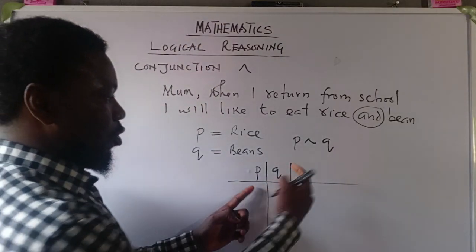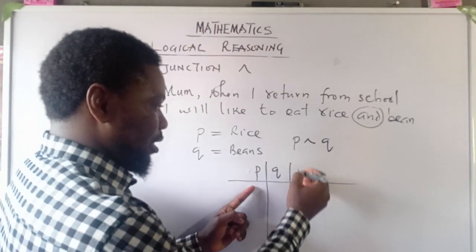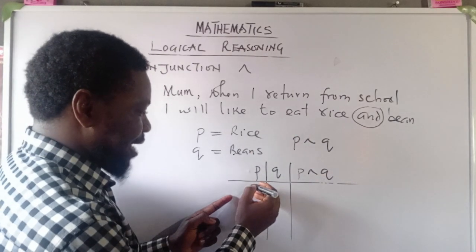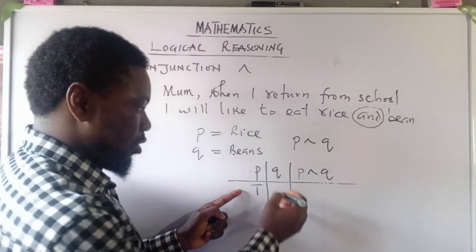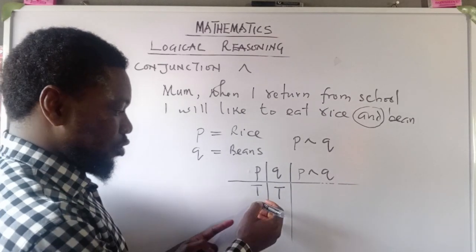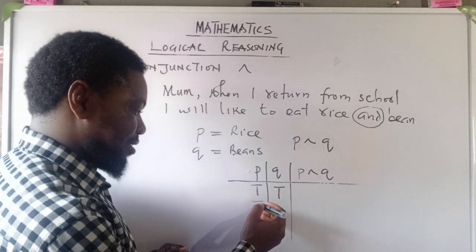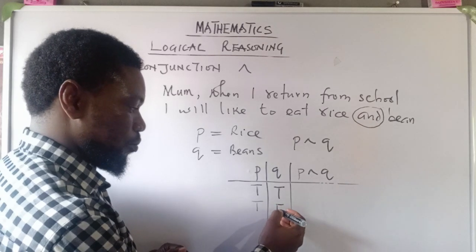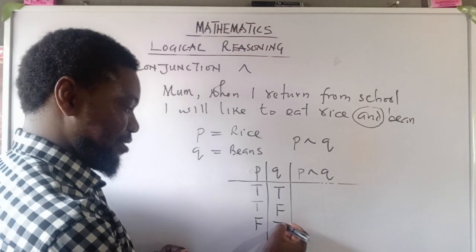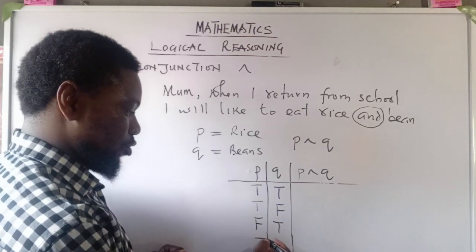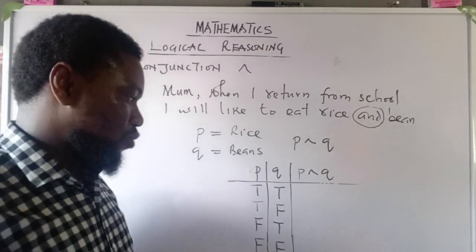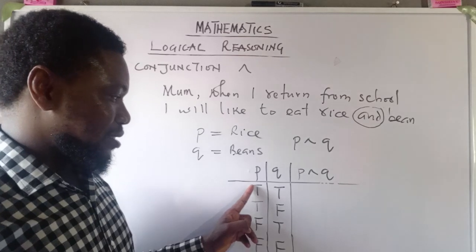Now, P and Q. When you return from school, there is rice, which is true, and there is also beans, which is true. Or there is rice, which is true, and no beans. There is no rice, there is beans. There is no rice, and there is no beans. Now, these are the four conditions we can have.